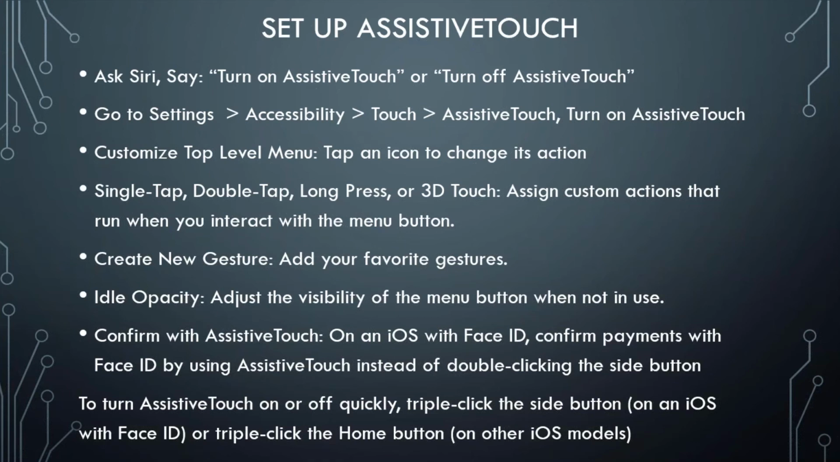The idle opacity, that would be adjusting the visibility of the menu button when you're not using it. So you could either keep it fully visible if you needed to, or you could make it disappear almost entirely when you're not using it.